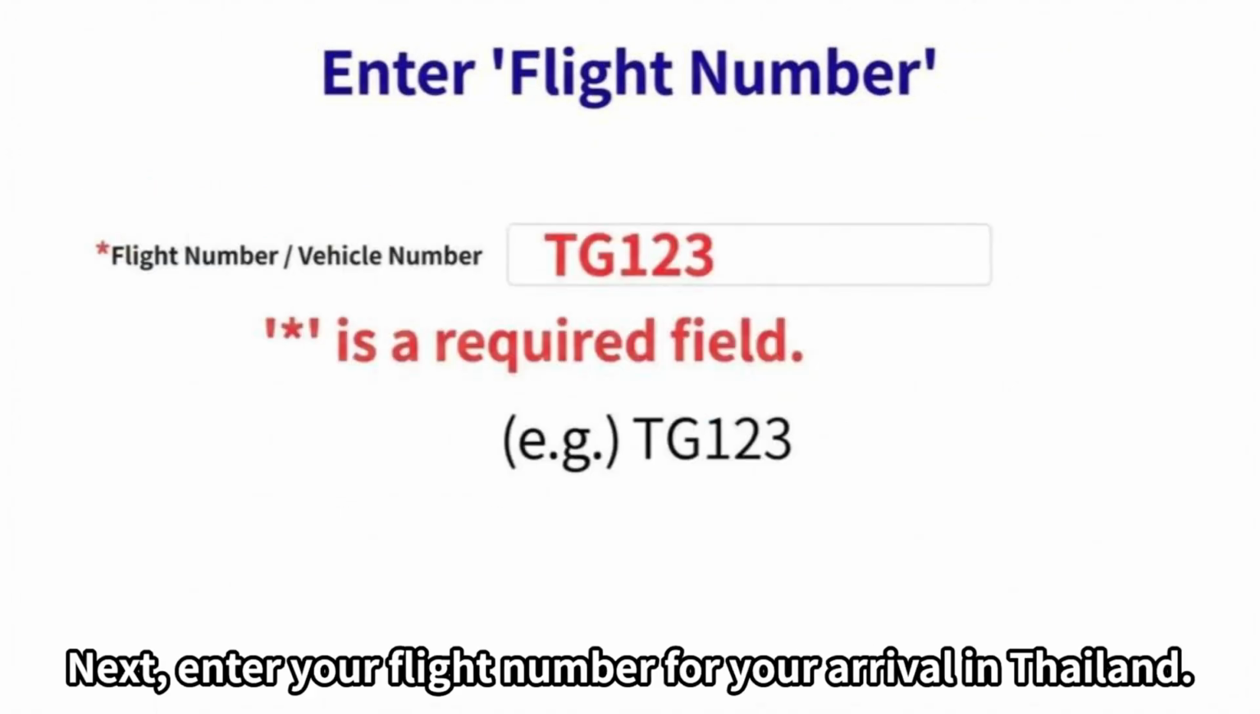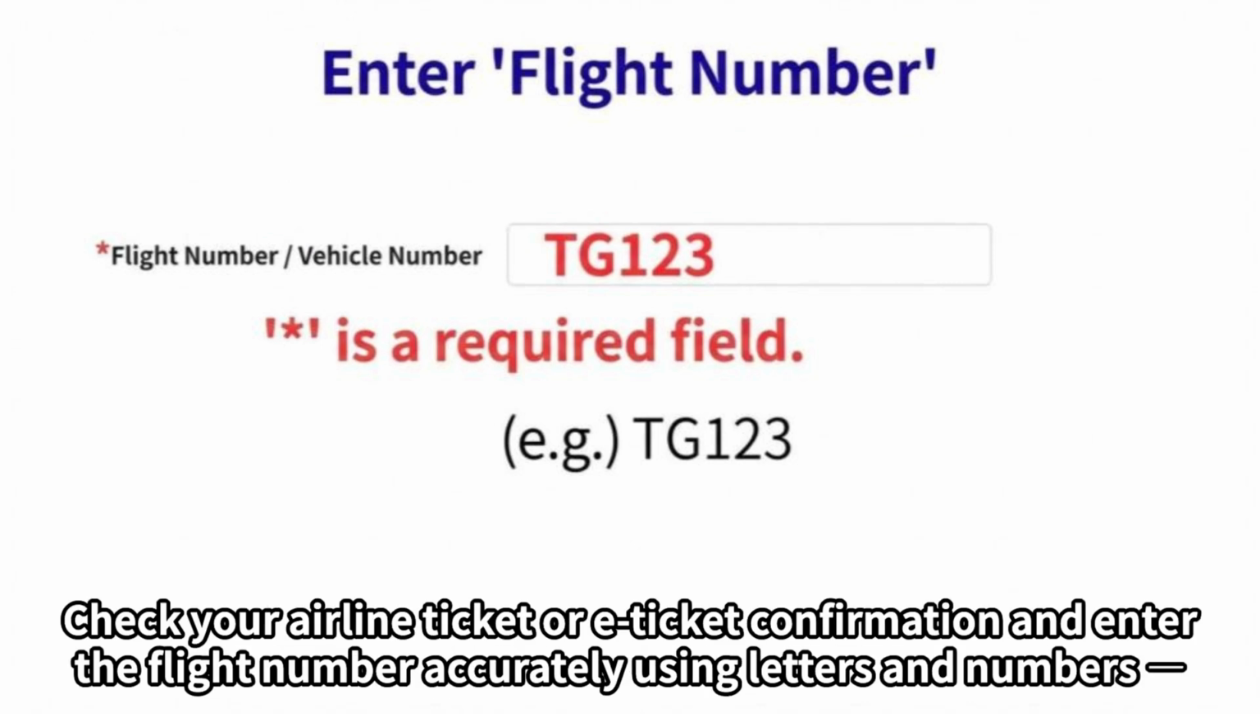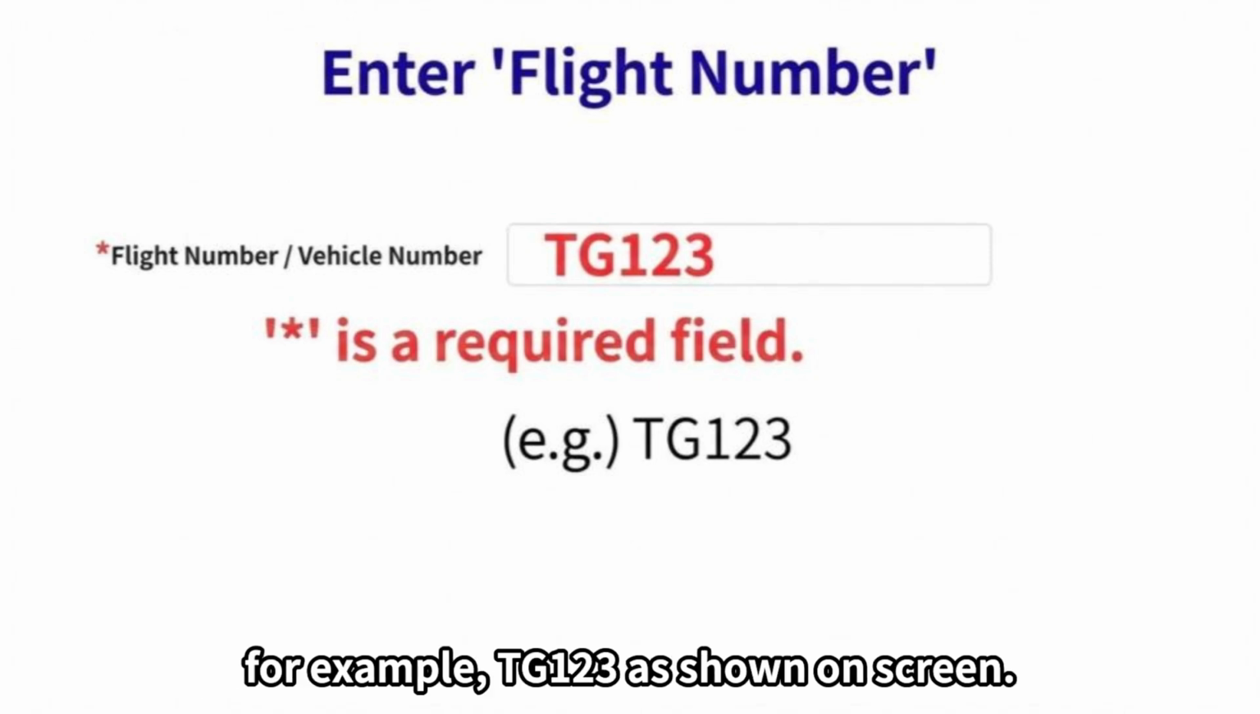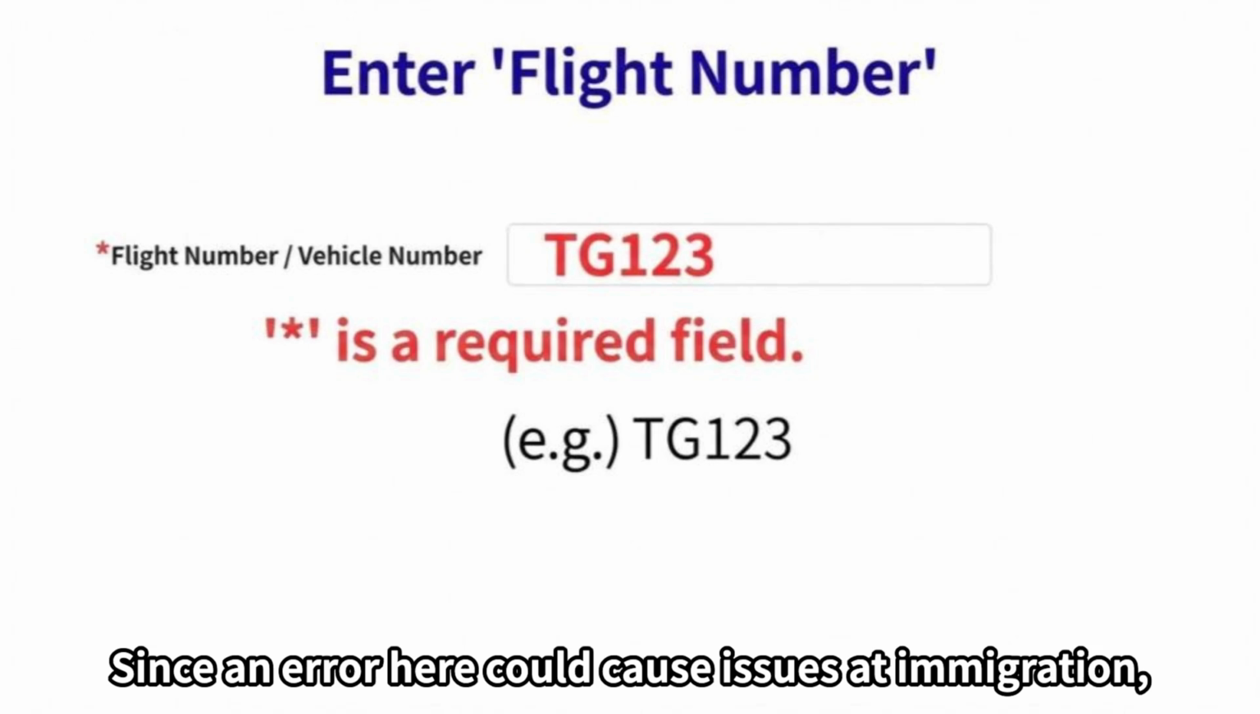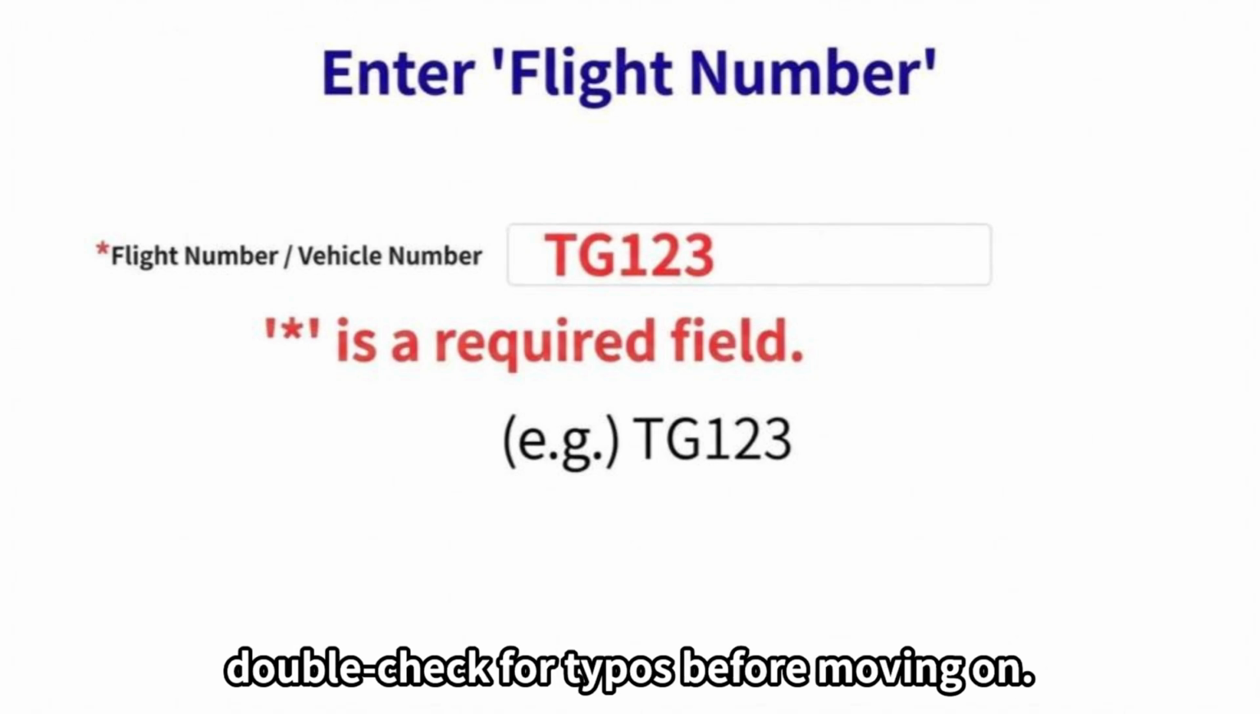Next, enter your flight number for your arrival in Thailand. This is a required field. Check your airline ticket or e-ticket confirmation and enter the flight number accurately using letters and numbers. For example, TG123 as shown on screen. Since an error here could cause issues at immigration, double-check for typos before moving on.